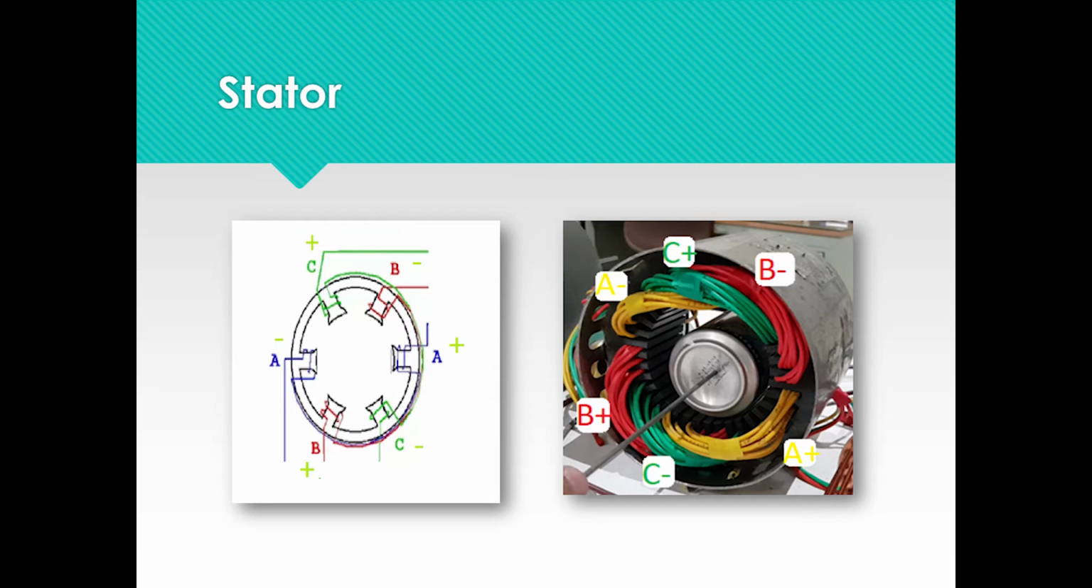In these pictures, every phase is indicated with a different color. On the left side, we have a schematic of a stator, and on the right side, we have our handmade three-phase induction motor. These coils with 120 degrees phase difference electrically and also mechanically will make a rotating magnetic field.